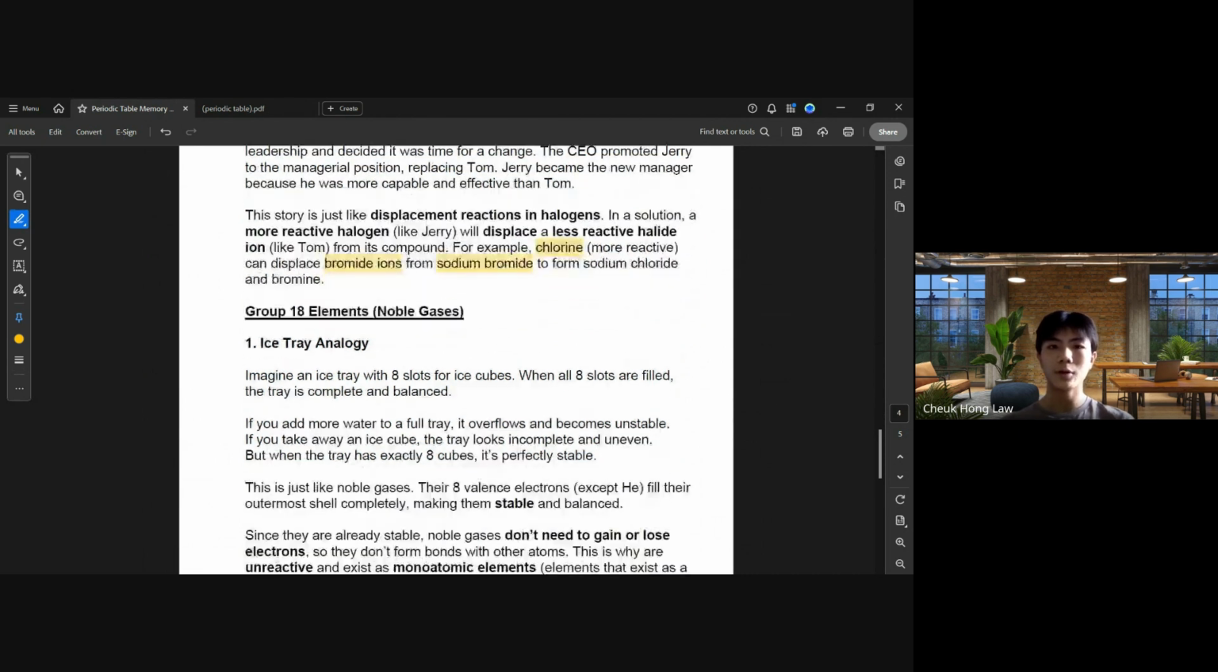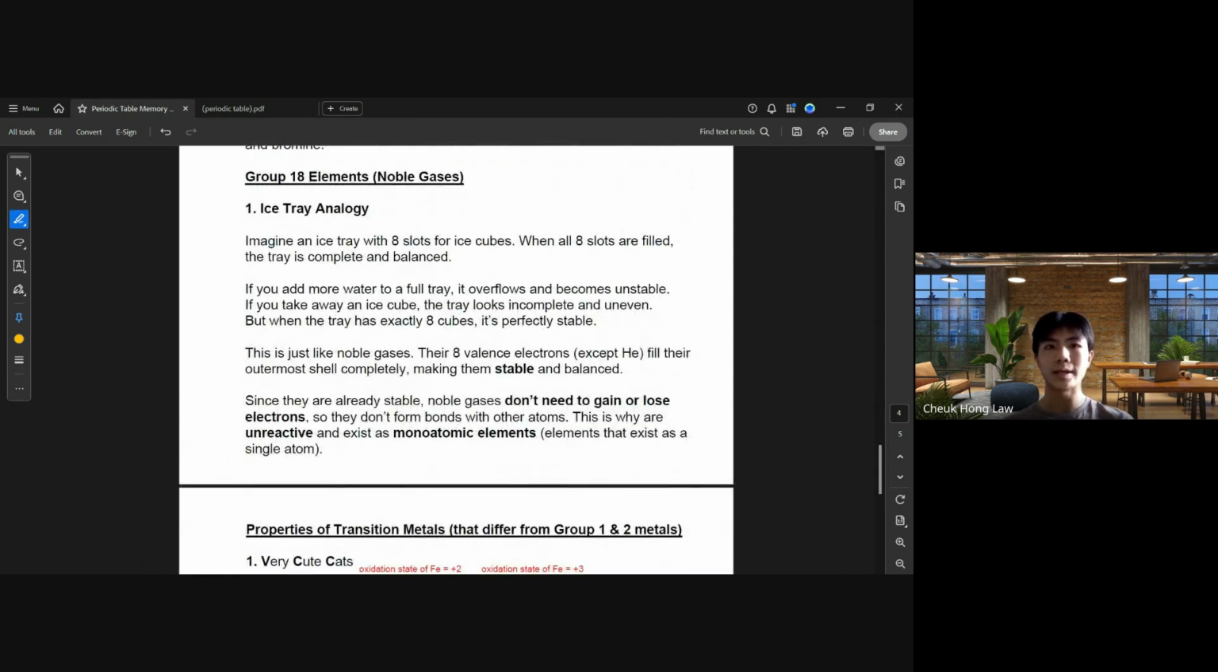All right, moving on to group 18 elements, noble gases. So imagine an ice tray, right, with 8 slots for ice cubes. When all the 8 slots are filled, right, the tray is balanced and complete. But if you add more water to a full tray, what happens? It will overflow and it becomes unstable. And what happens if you take away an ice cube? Now the tray looks incomplete and uneven, right? Now you only got 7, missing 1. But when the tray has exactly 8 cubes, it's perfectly stable.